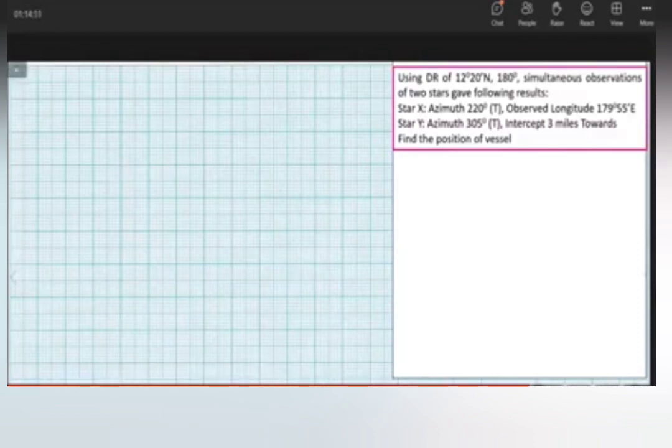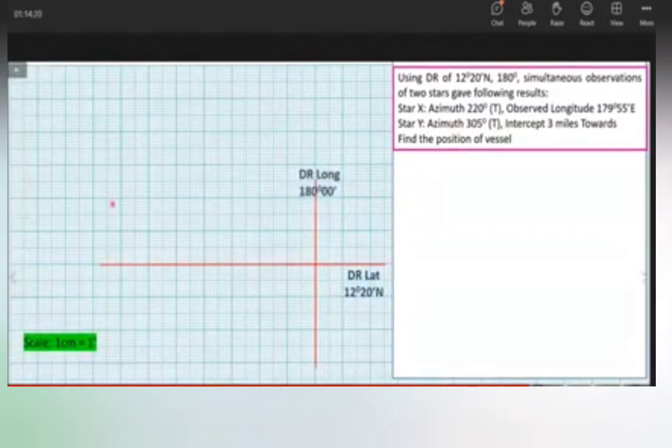Having identified the methods deployed and the positions through which to draw the PL, we can proceed further. We can see on the graph, we have drawn DR lat and DR long and assumed a scale out here. Obviously, these have been placed keeping in mind the question so that other meridians and other parallels of latitude, if required to be plotted, have enough space on the graph.